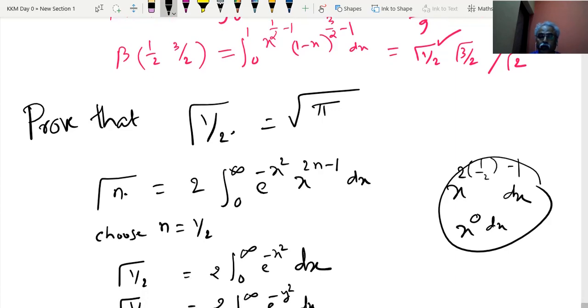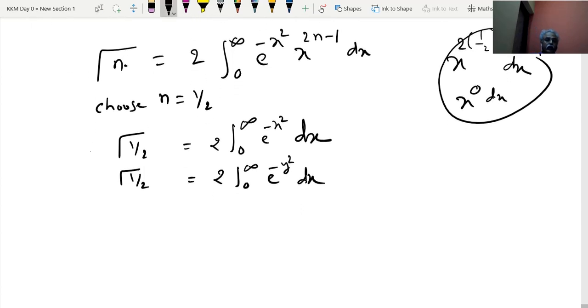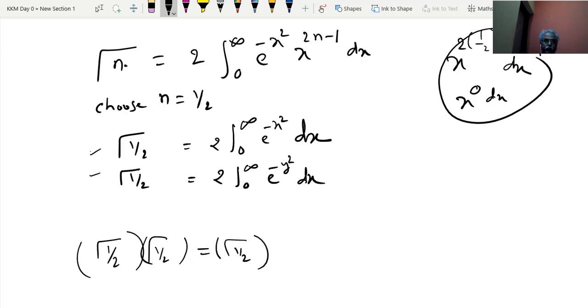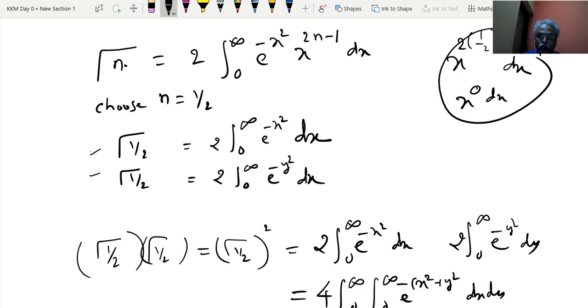Now, the similar technique we used in the previous case, we multiply LHS to LHS, RHS to RHS. Hence, if I multiply these two LHS parts, I get gamma half into gamma half, which is gamma half whole square. And on the right hand side, 2 times the integral from 0 to infinity, 2 times the integral from 0 to infinity, one in terms of x and one in terms of y. As a property of double integration, we can combine them into a double integral of e raised to minus of x square plus y square dx dy. One is for x and one is for y.